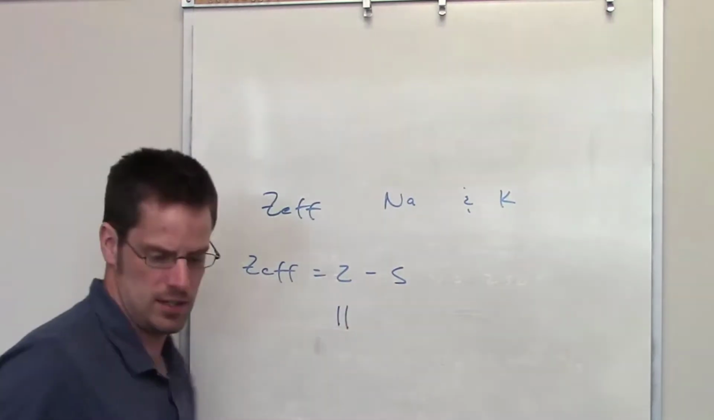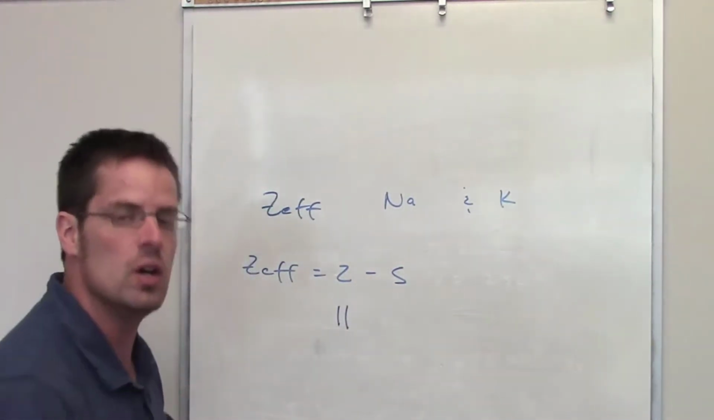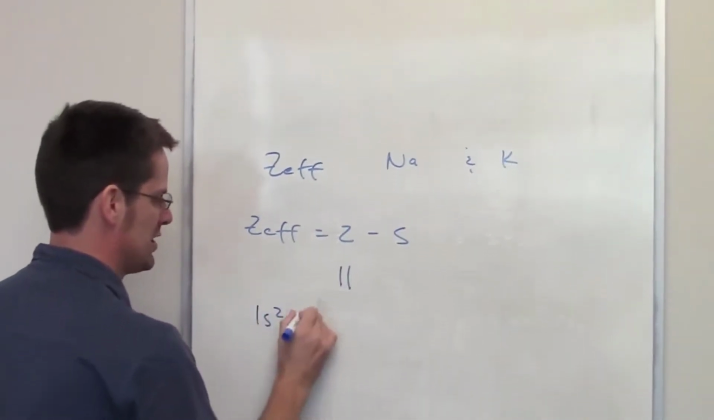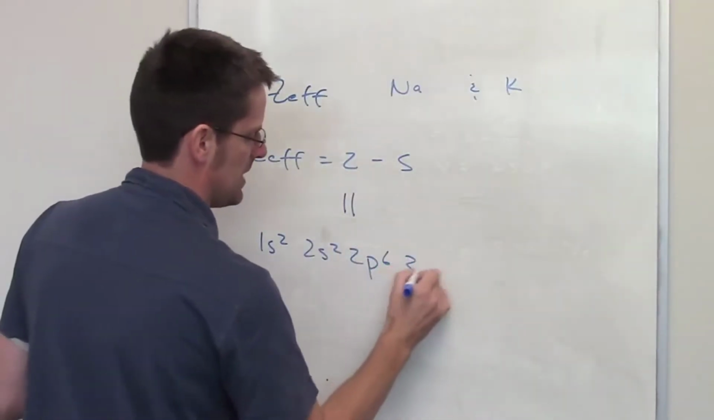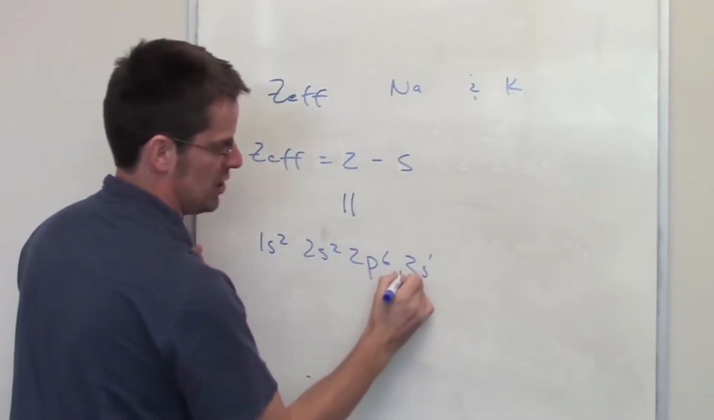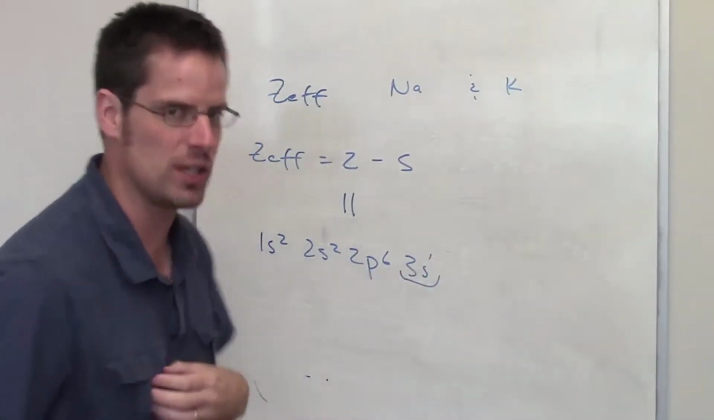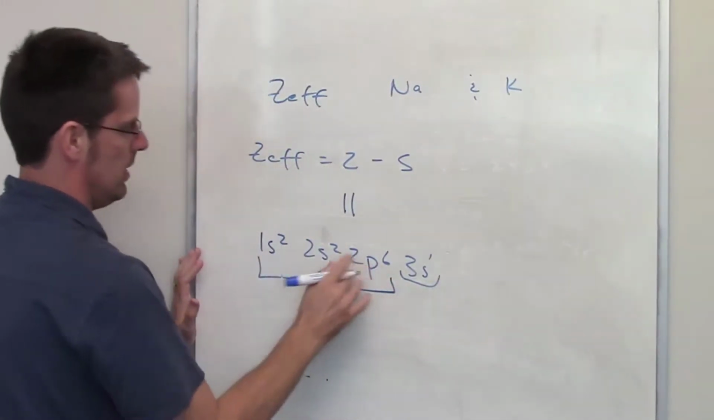Now, screening constant. The question is asking us about the outermost electron, so we have to first of all write down sodium's electron configuration. It happens to be 1s2, 2s2, 2p6, 3s1. So the outermost orbital in sodium is this one, which means that is the outermost electron. There's a single electron located in its 3s orbital. All of these are inner electrons.